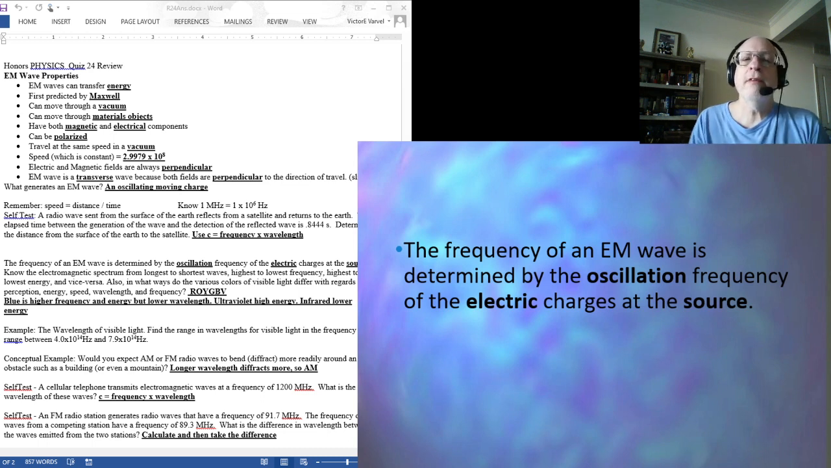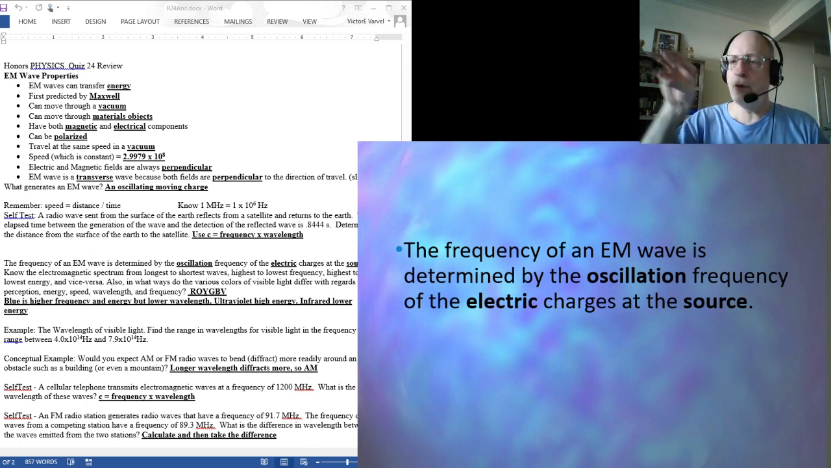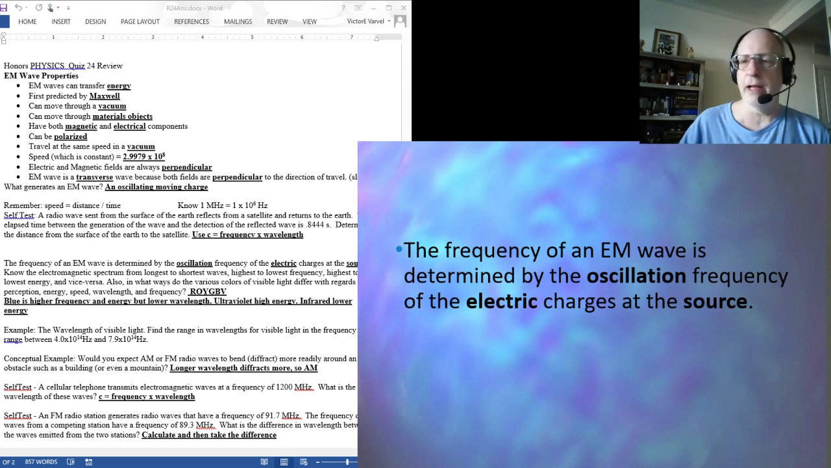Now, the frequency of an electromagnetic wave we've talked about a lot, F. What actually determines the oscillation frequency of most electromagnetic waves is the oscillation frequency of the electric charge at the source. So here's an electric particle, positive or negative, doesn't matter, and it's vibrating at a certain frequency. That frequency, the source, is what determines the frequency of an electromagnetic wave. So that's the key. And we've talked about that before, like with the Doppler effect and other things, how it's the source that determines the frequency. And that's still true with electromagnetic waves.